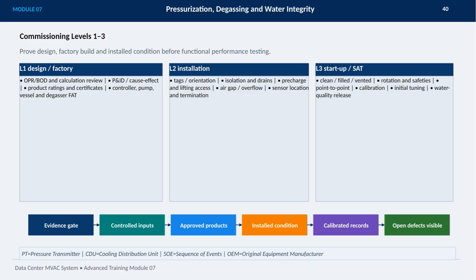The critical point here is that these commissioning levels ensure the system's design, installation, and operational readiness before functional performance testing. Alongside these, we have evidence gates like controlled inputs, approved products, installed conditions, calibrated records, and visibility of any open defects, all crucial for thorough verification.